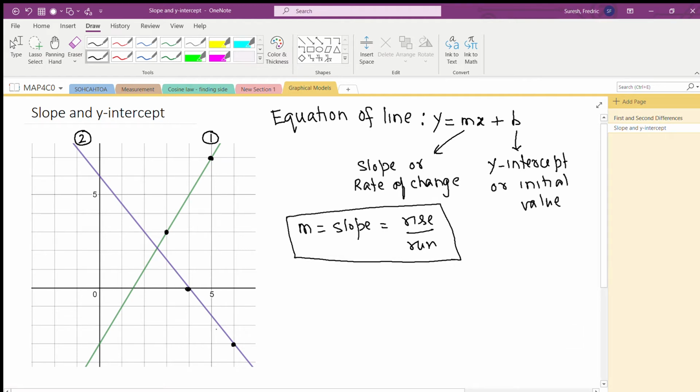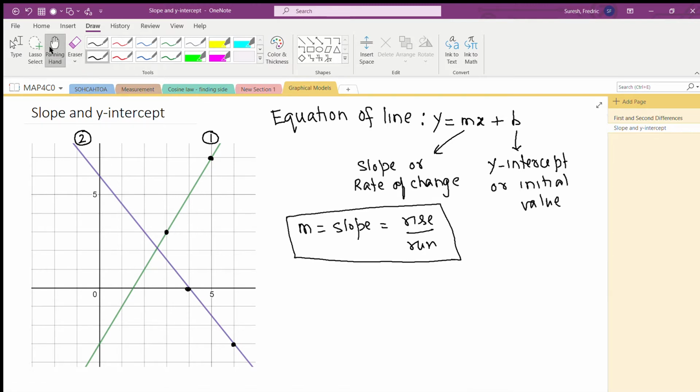Guys, in this video, we are going to review slope, y-intercept, and the equation of a line. If I give you a line on grid paper, can you find the equation of the line? But before we do that, we need to learn some terms, and these are reviewed from your earlier grades, as early as grade 9.